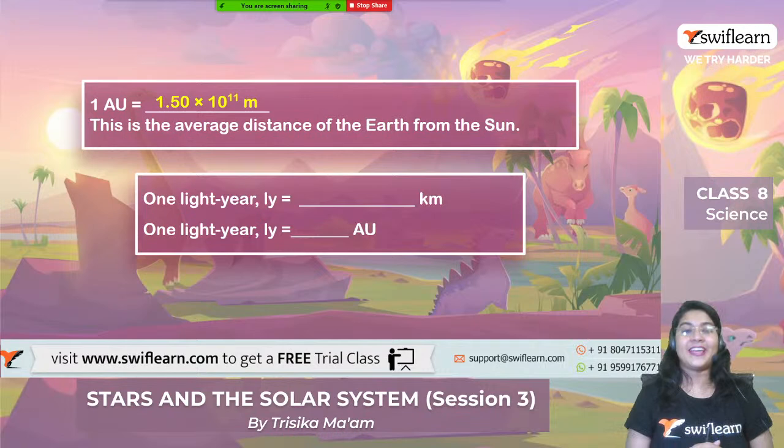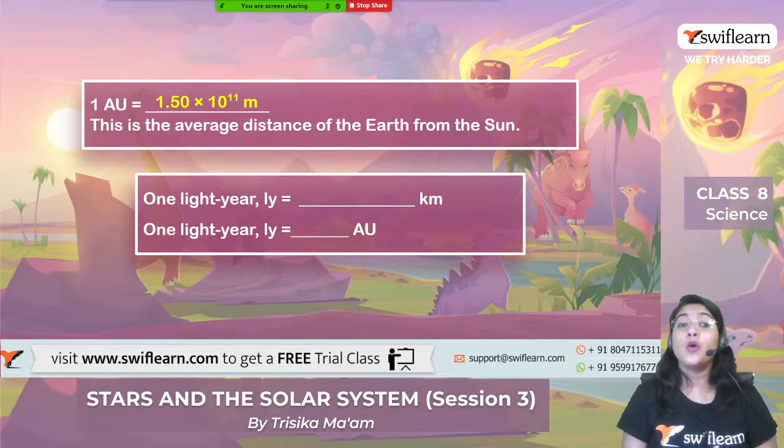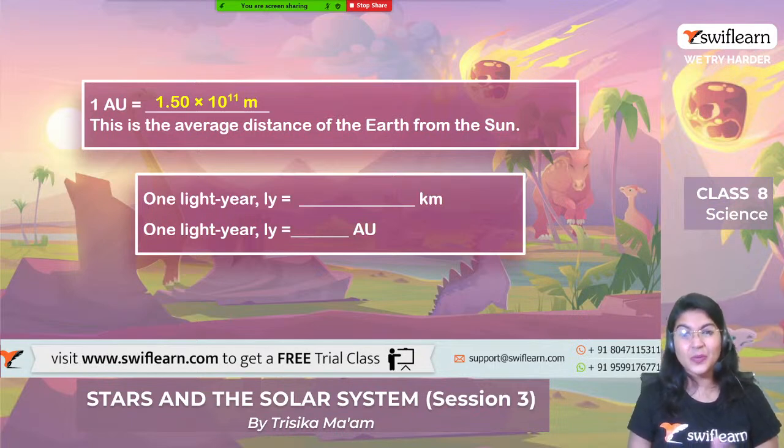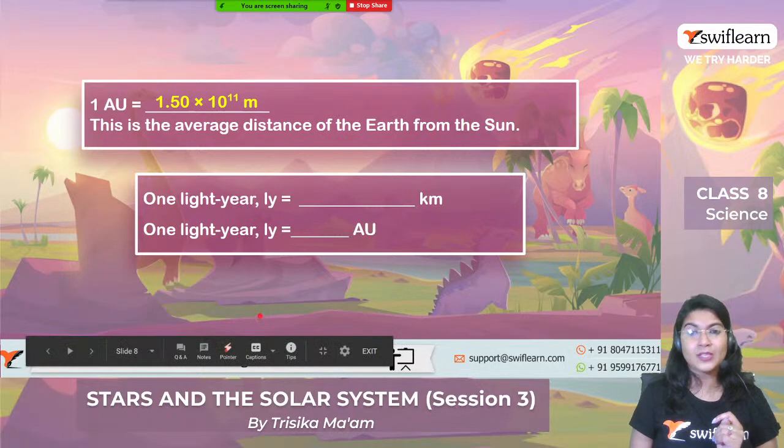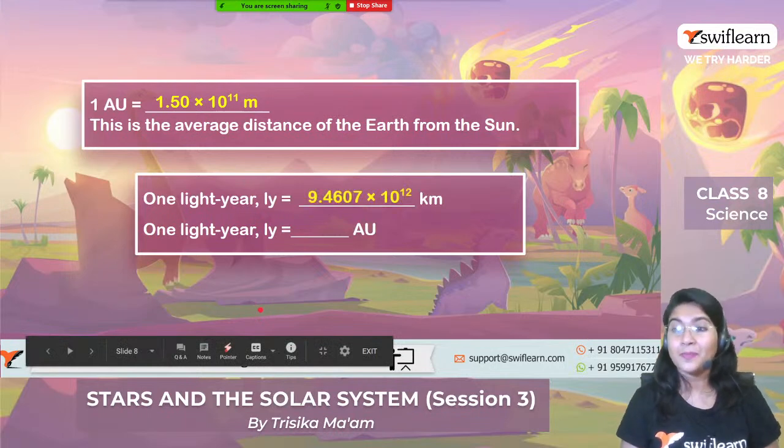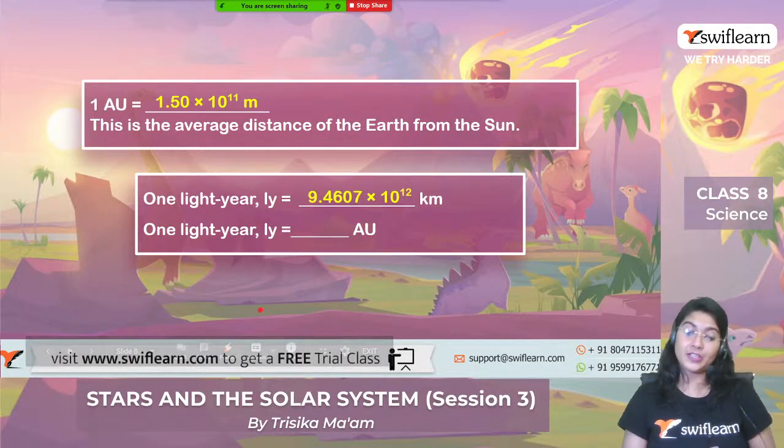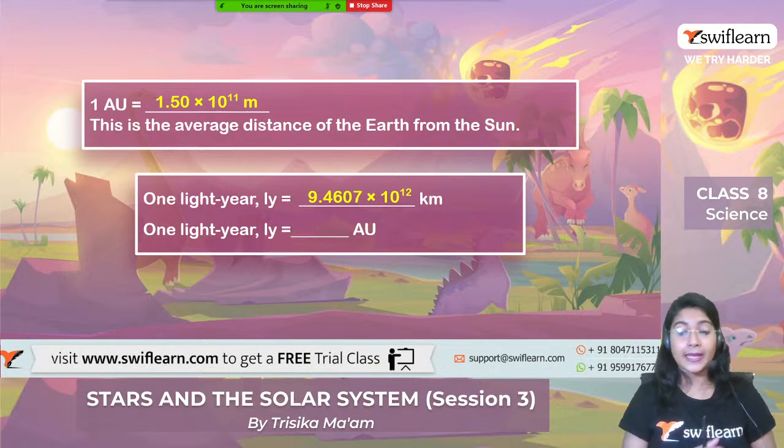Next, 1 light year is equal to how many kilometers? Can you remember it? It will be 9.4607 into 10 to the power 12 kilometer. Please note it down again. You have to remember all these things.